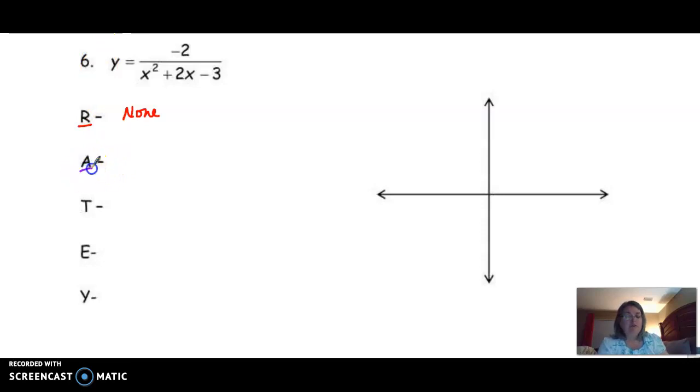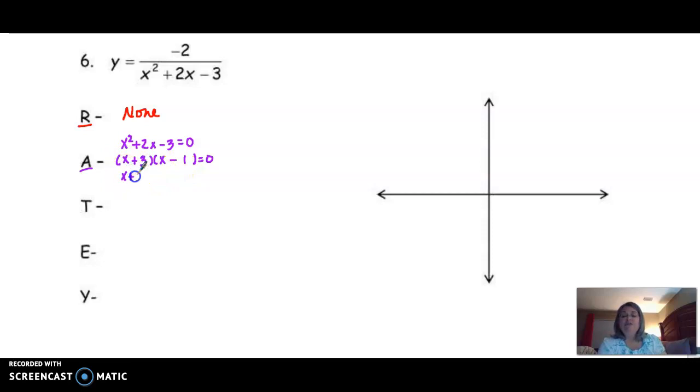A for asymptote, or our vertical asymptote, that's where we're going to set the denominator equal to 0. So when I have x squared plus 2x minus 3, and I set that equal to 0, we need to factor. Factors of 3 that will give me 2 would be 3 and 1. To get a positive 2, I need a plus 3 and a minus 1. Now you see why we did a lot of that factoring earlier, right?